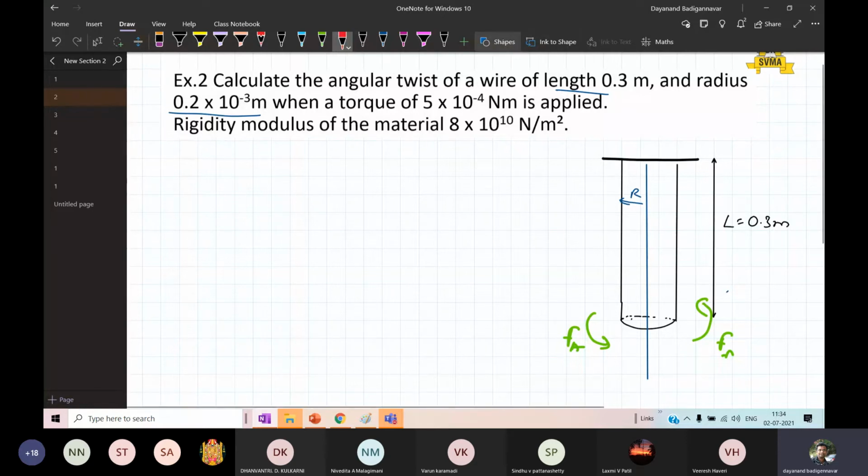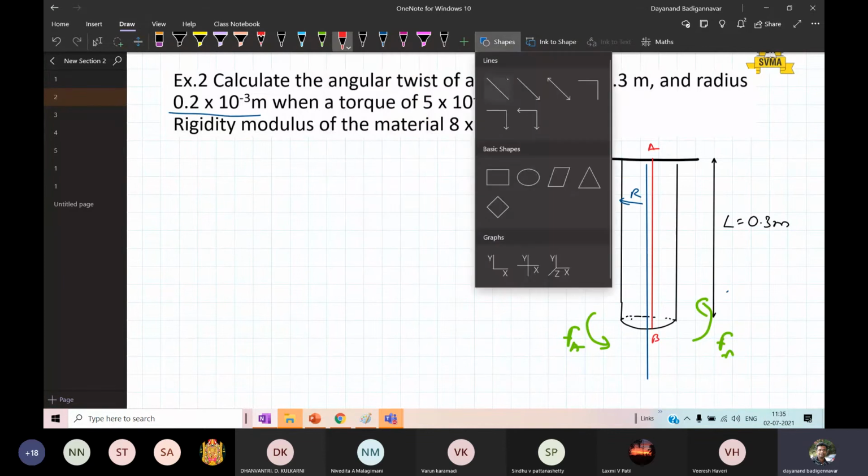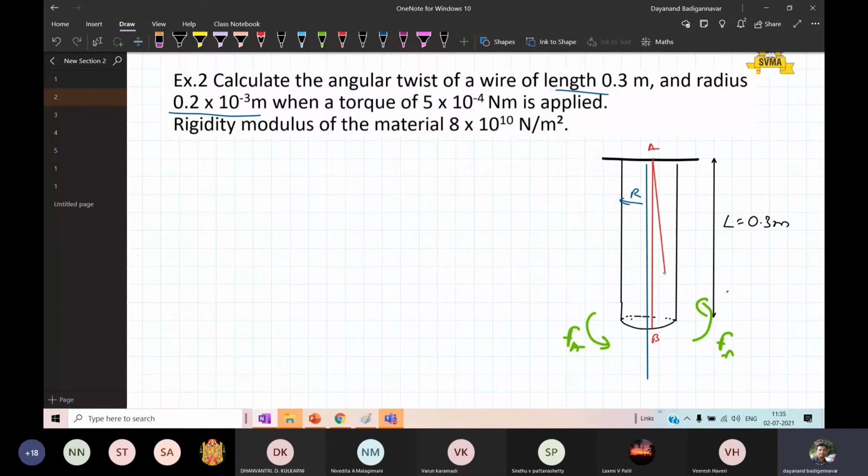For example, I have the wire here. I have applied the couple. Once I applied the couple, this is A, this is B. Once I apply the couple, there is a twisting of the wire. So the wire gets twisted and it is going to take this position from A to B dash. Now how much is the twisting angle? If I take this as the center of this layer, then this angle that you produced is called the twisting angle. This is theta. How much is the theta?